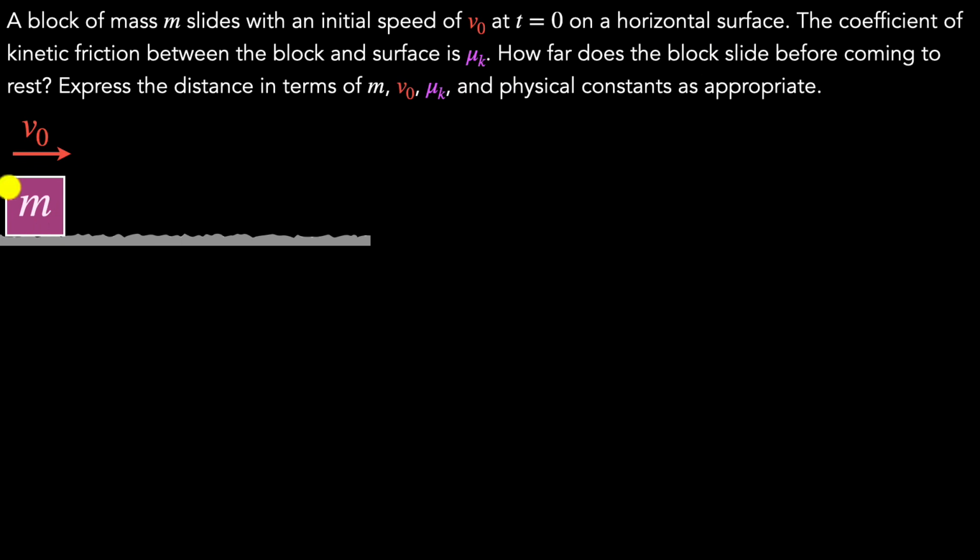Okay, so what's given to us is that we have a block of mass m that already has a speed of v0 at time t equals 0. It's sliding on a rough horizontal surface. There's some force of friction over there. The question is, how far does the block slide before coming to rest?